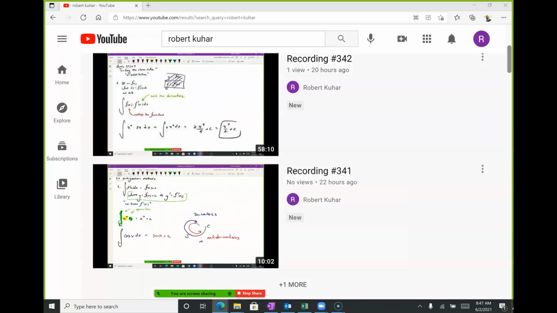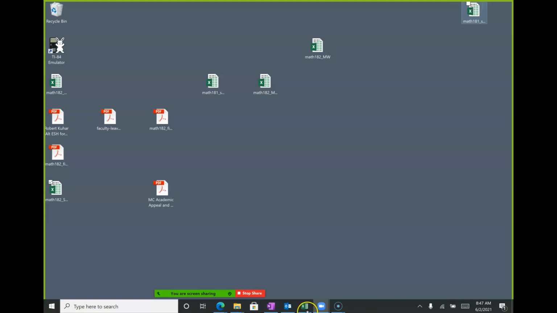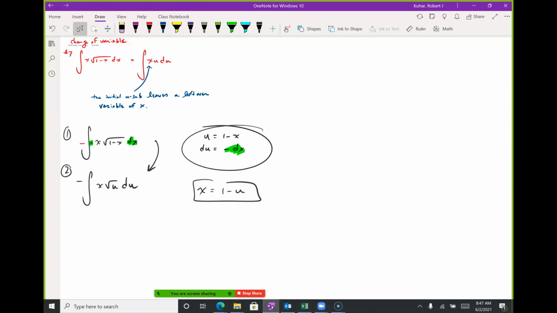So now I have the opposite of the integral of 1 minus u square root of u du. At this point, you don't have to do what I'm going to do. I'm going to pull that negative back in just because I feel like it. So I've got the integral of u minus 1 square root of u du. I just think if I can make things simple before I start going, I'll get the same answer here.